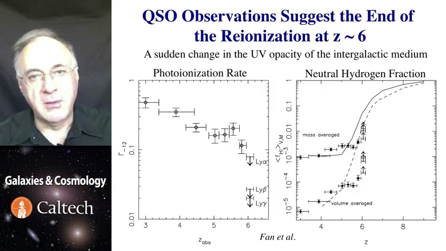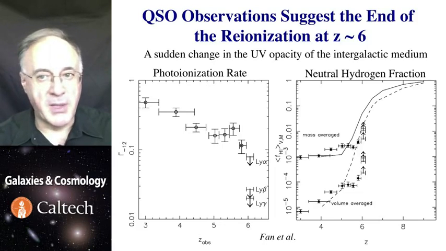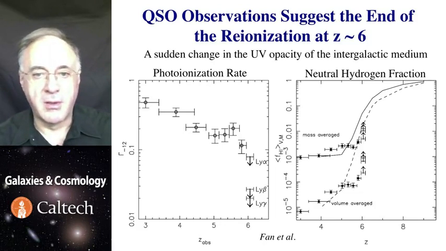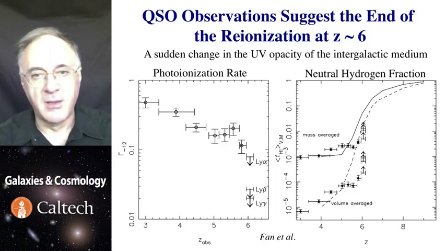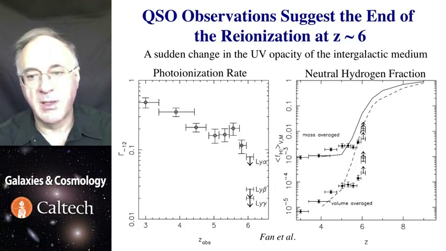You can convert the observed absorption into the opacity of neutral hydrogen, or the fraction of neutral hydrogen, and the sudden drop in transmitted flux maps into a sudden increase in the fraction of neutral hydrogen. But it's enough that only 1% or so of hydrogen is there to achieve the same effect.